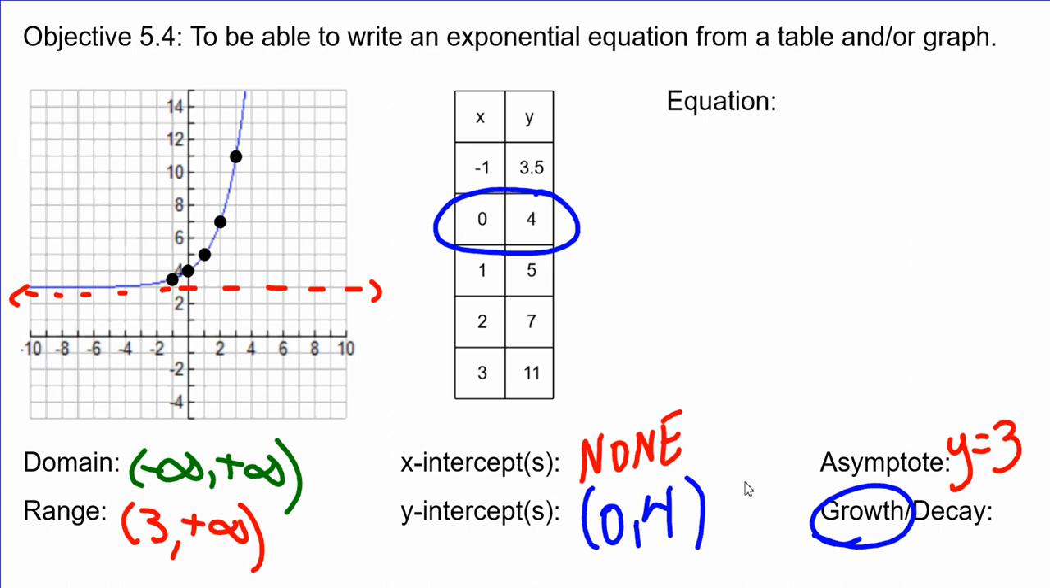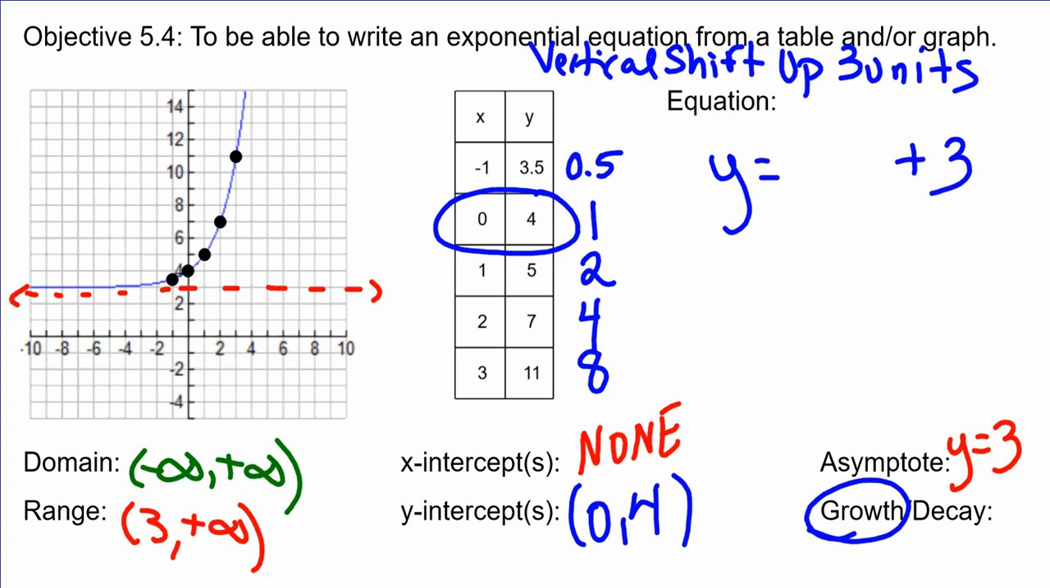The only thing that's missing is the equation, but we know something to get us started about the equation. Because we shifted it up 3 units, we know the k value at the back of the equation should be a +3. So I've got that vertical shift there. Because I shifted everything up 3 units, what I want to do is now think about moving it back down 3 units so I can look for the pattern of the outputs. If I'm taking away 3 to compensate for that vertical shift up, these were the original outputs I was working with to help me identify the base.